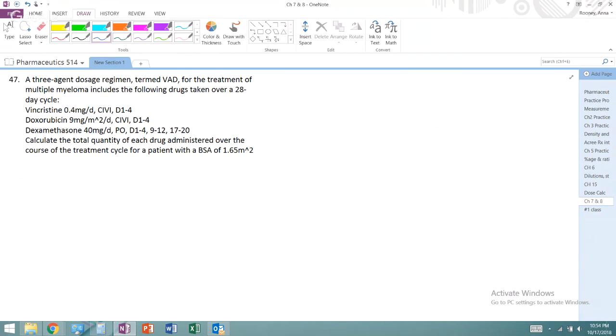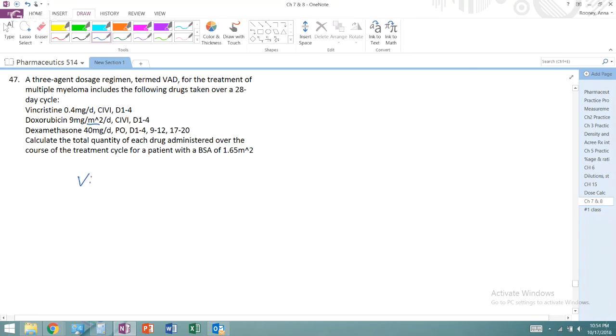Dexamethasone is 40 milligrams a day by mouth, days 1 through 4, then 9 through 12, then 17 through 20. And this is a 28-day cycle. So calculate the total quantity of each drug over the course of the treatment cycle for a patient with a BSA of 1.65 meters squared. So the only one where the meter squared is needed is that one. The other ones are perfectly fine.